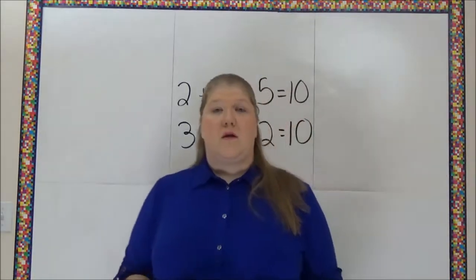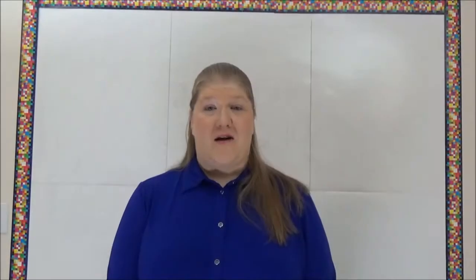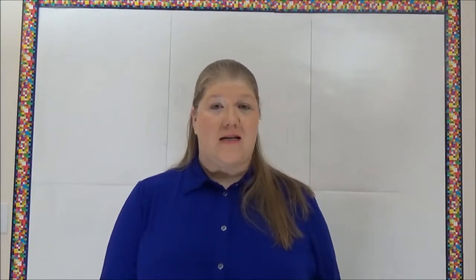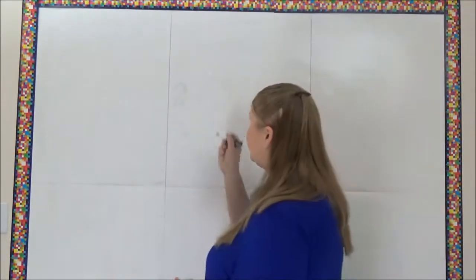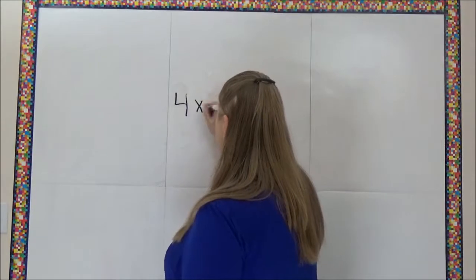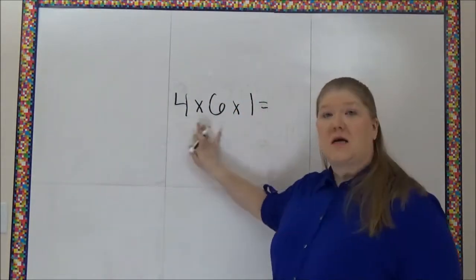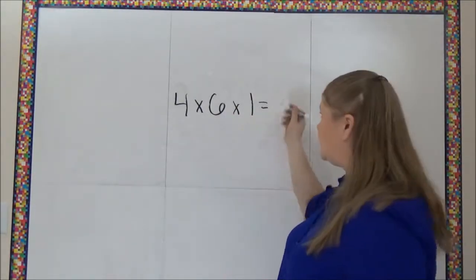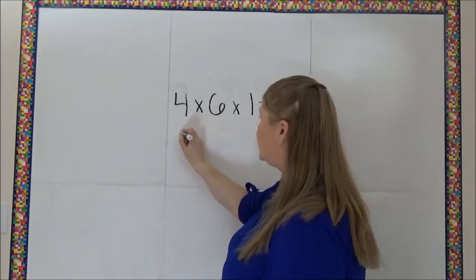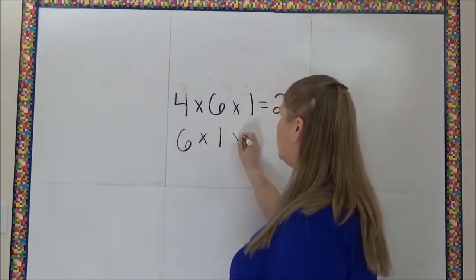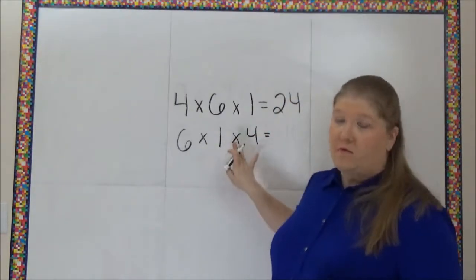Now, how about we look at an example with multiplication? Now that we saw that with addition, let's see the commutative property with multiplication. We're going to go with 4 times 6 times 1. So 4 times 6 is 24, which times 1 is still 24. Again, I'm going to mix up the numbers. So let's go with 6 times 1 times 4. 6 times 1 is 6, times 4 is 24.